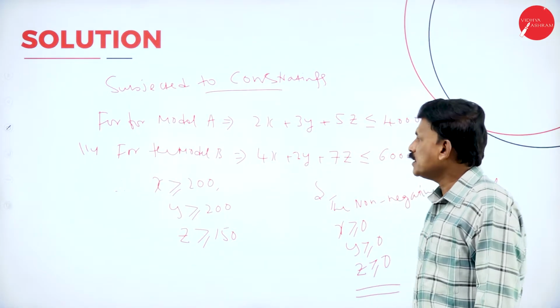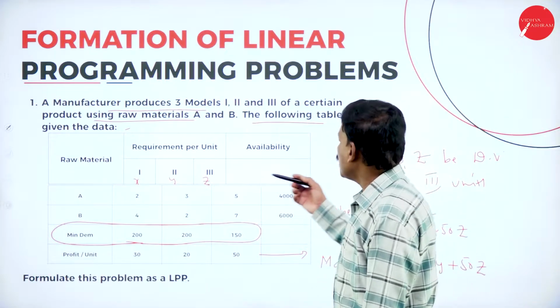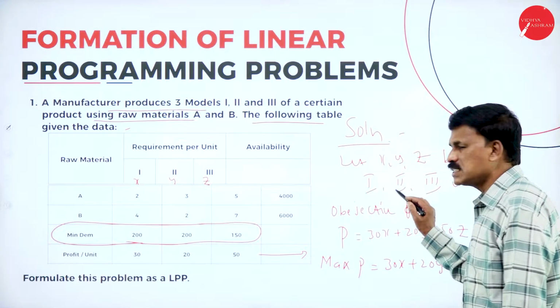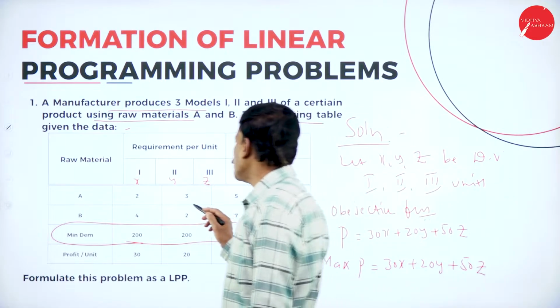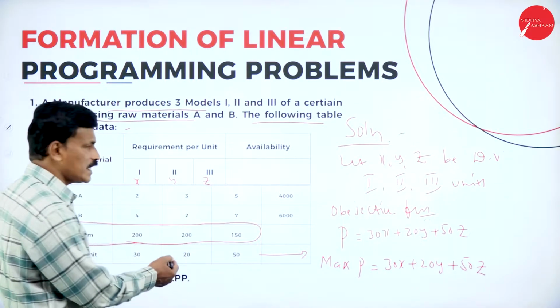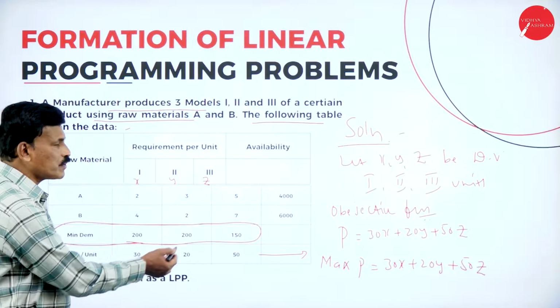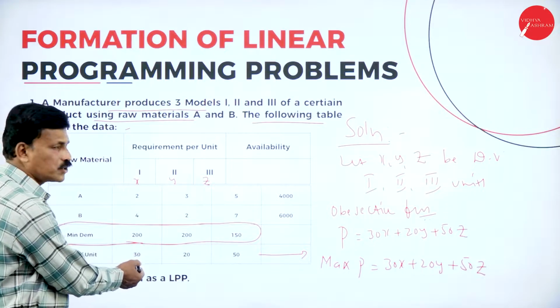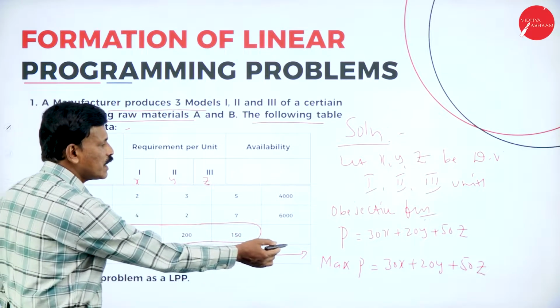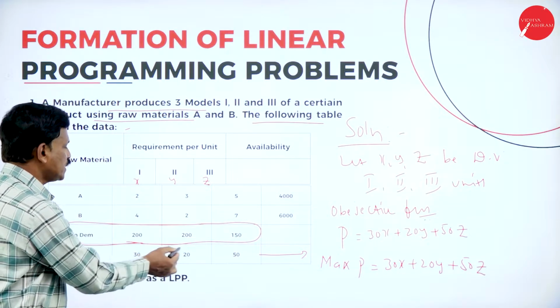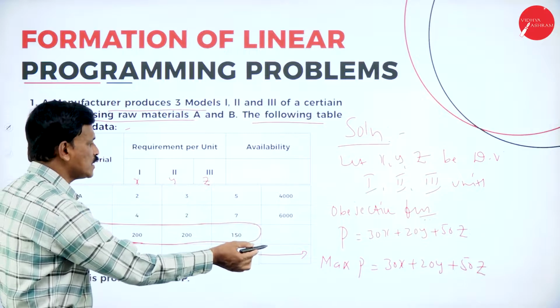See here, let me explain once again. Let x, y, z be the decision variables for the first, second and third units. So therefore the objective function is the function which is to be maximized. Here the maximum profit we want to get. Therefore P is equal to 30x plus 20y plus 50z. The objective function is maximum of P is equal to 30x plus 20y plus 50z.